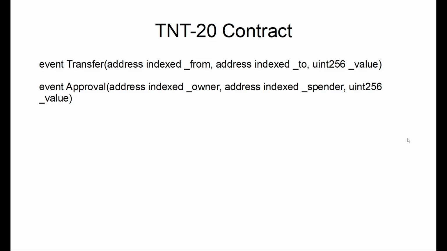And then last, it has to have simply 2 events. So it has to put some data on the blockchain. We have to have an event of transfer and an event of approve. So you have to kick out to the actual blockchain from your contract the transfer events and the approval events.